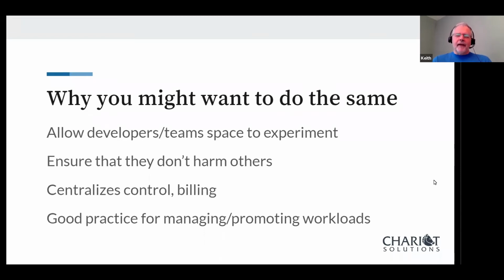The other thing that I think it helps with is its practice for managing and promoting workloads. Everybody uses DevOps tools or should be using DevOps tools these days where you write your scripts to bring up your environment, to deploy your software. It's kind of a good habit to work through those scripts, again, in a place where you're really not going to affect anybody else.